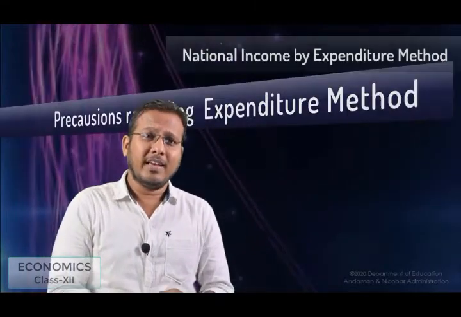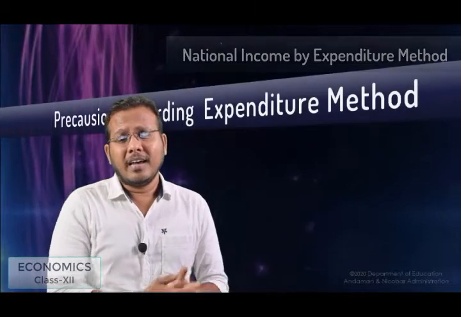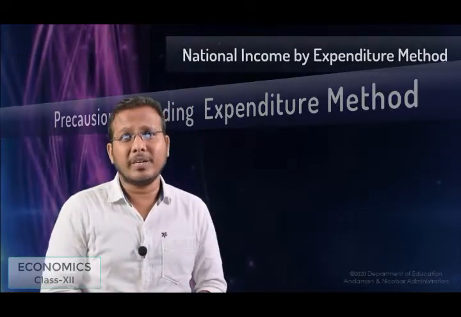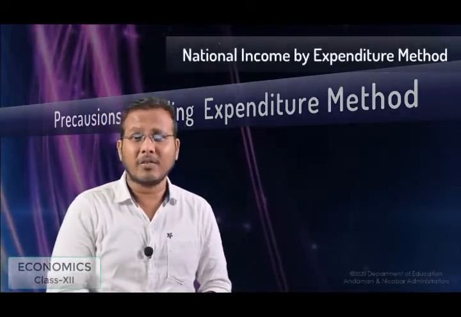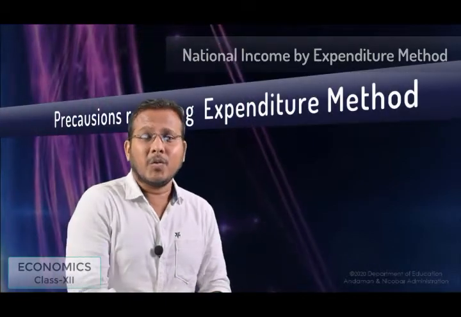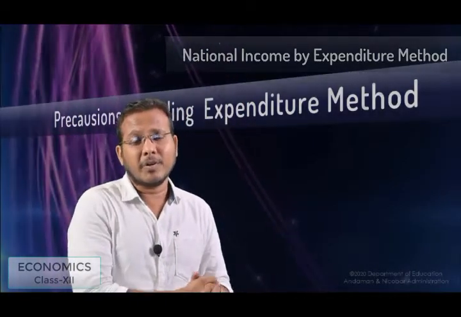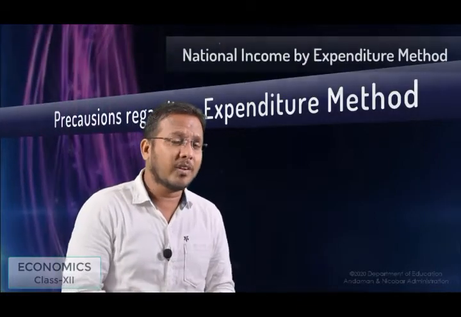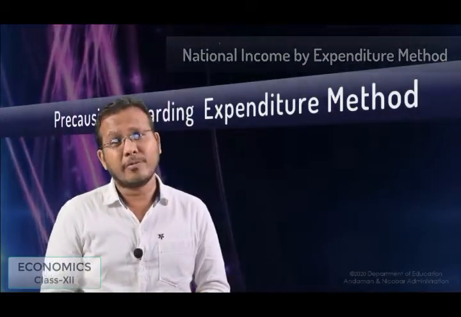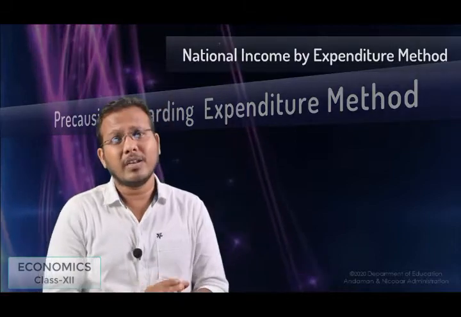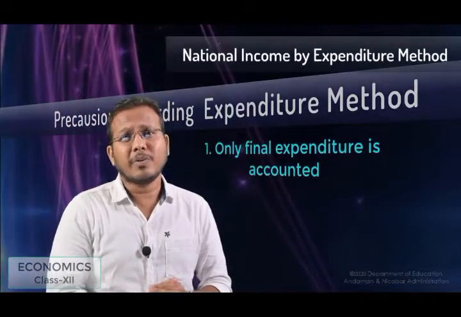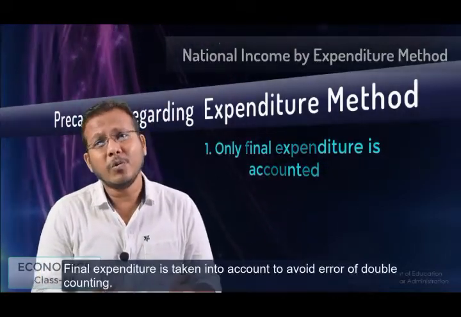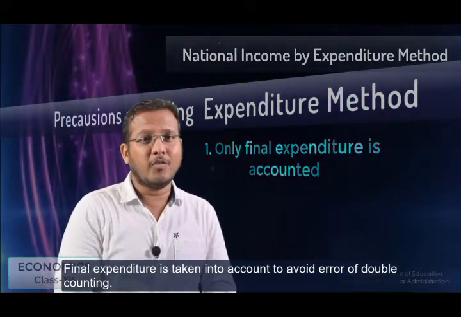Now students, we will see some precautions. As we have seen in the earlier methods, the precautions to be taken during the calculation of national income through the income method and the product method, in the same way we have to take some precautions regarding the calculation of national income by the expenditure method. Look at the first one. Only the final expenditure is to be taken into account to avoid the error of double counting.